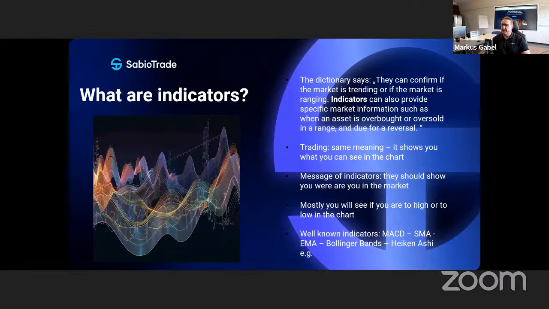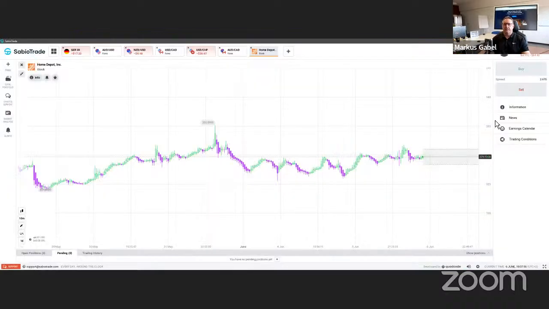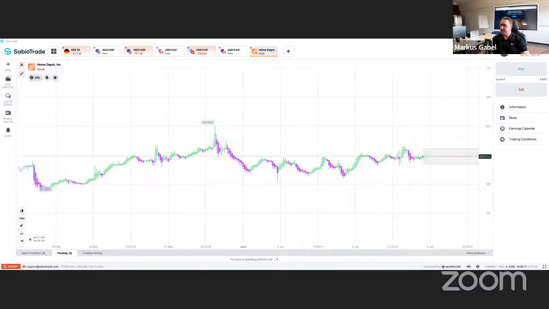So let me go back. Where is my SabioTrade? First of all, look, it's always the same. When you are a trader and you are here on the platform in SabioTrade and you want to trade something, then you are at the right edge of the chart. Let me mark it for you a little bit. Eduardo, nice to meet you here. Thank you very much.